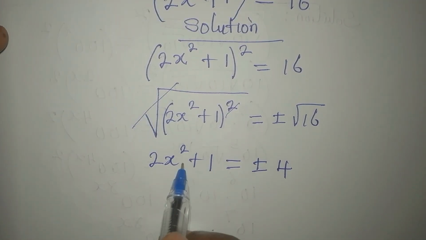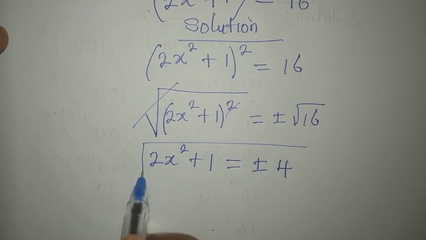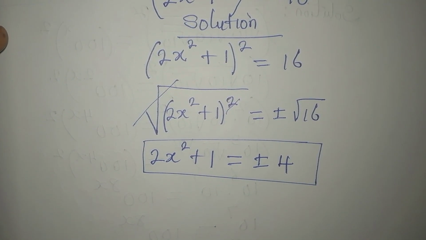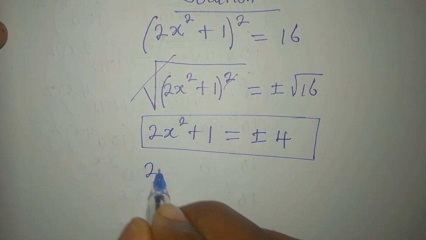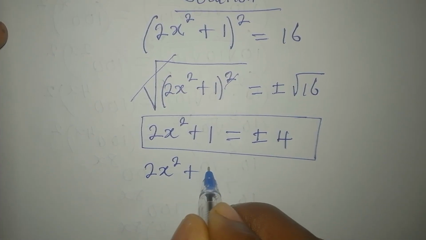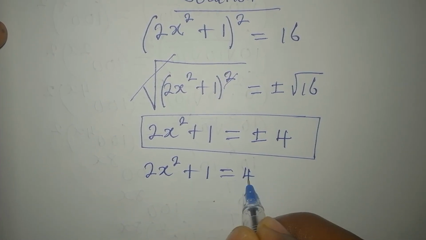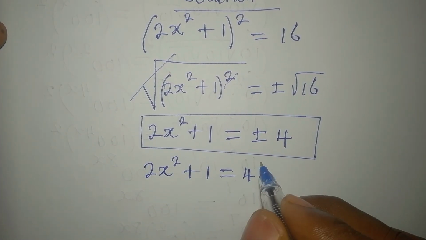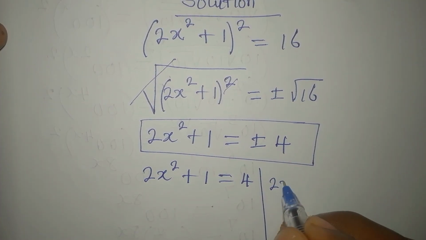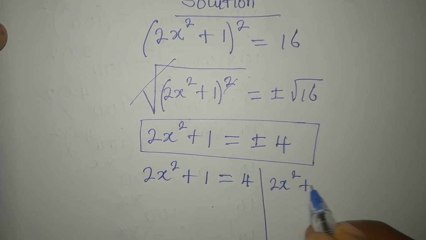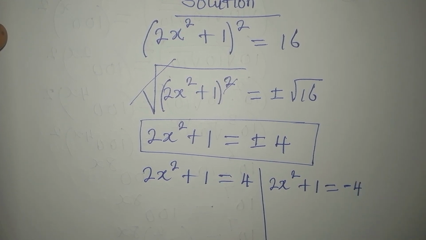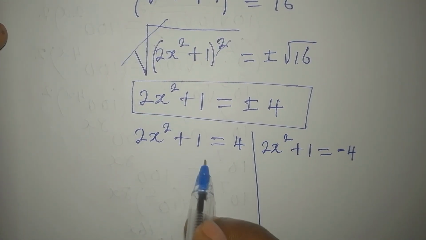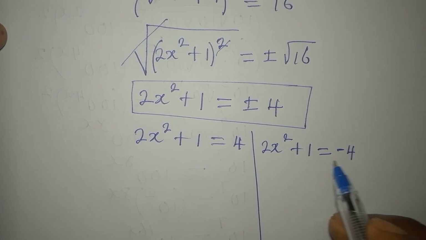Now this is a 2-in-1 equation as it is now. Because of this plus or minus, one of the equations will be 2x² + 1 = 4, and the other is 2x² + 1 = -4. So these will be the two equations. Now I'm going to solve this one down, then go over to the other.